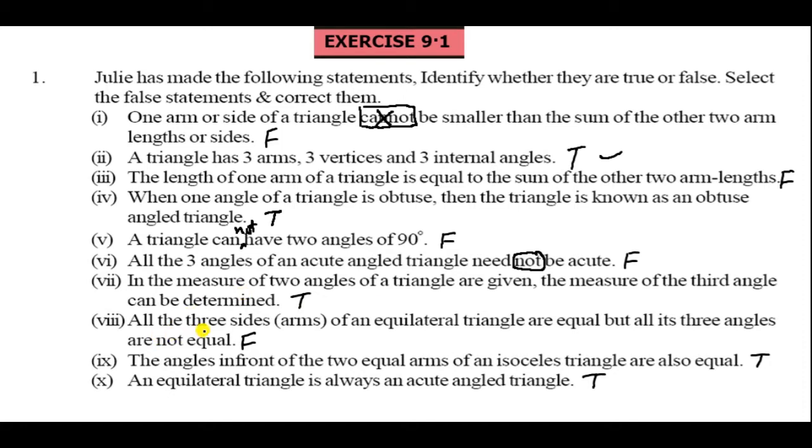All three sides (arms) of an equilateral triangle are equal, but all its three angles are not equal. It is a false statement because they are equal and each is 60 degrees. The angles in front of the two equal arms of an isosceles triangle are also equal. It is a true statement. Now, an equilateral triangle is always an acute angle triangle. That is true. Now come to the next one.